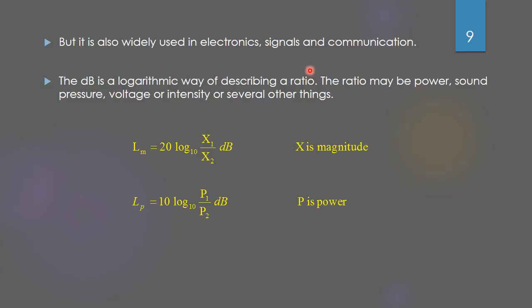But it's also used widely in signals and vibration systems. dB is basically the ratio of a magnitude to another reference magnitude. It says L is 20 log 10 of x1 over x2 dB, where x is the magnitude. For example, if the magnitude was the power of a certain system, then it becomes L equals 10 log 10 of P1 over a reference P dB, where P is the power.